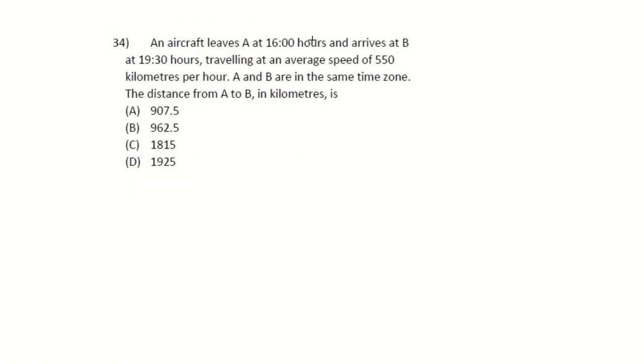An aircraft leaves A at 1600 hours and arrives at B at 1930 hours, traveling at an average speed of 550 kilometers per hour. A and B are in the same time zone. The distance of A to B is. Now, we want to know what time taken. The time taken would be 1930 minus 1600, which is 3 hours and 30 minutes, right?